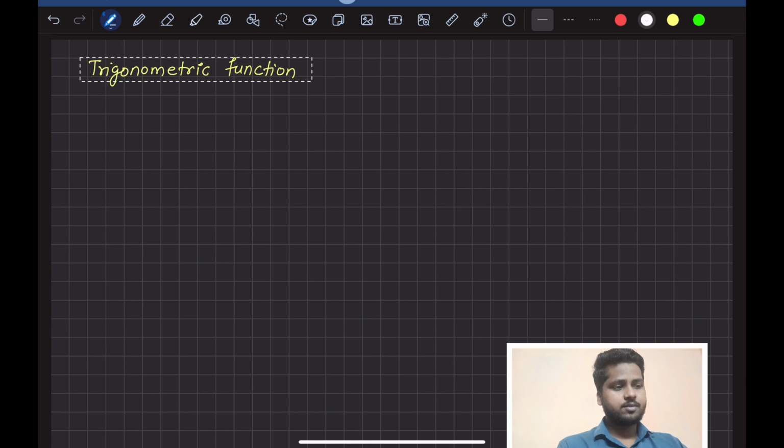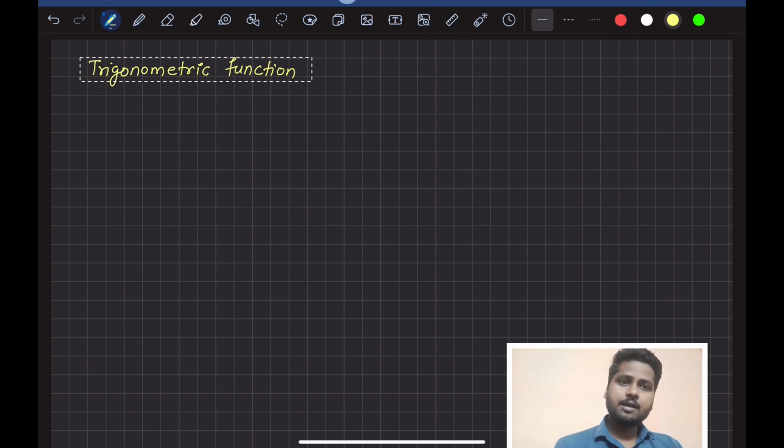Today we will discuss a very interesting topic of mathematics, that is trigonometric functions. Here we will discuss all the concepts and all the important clues to be used to solve the problems. We'll start from class 10 and go up to class 11th and 12th.